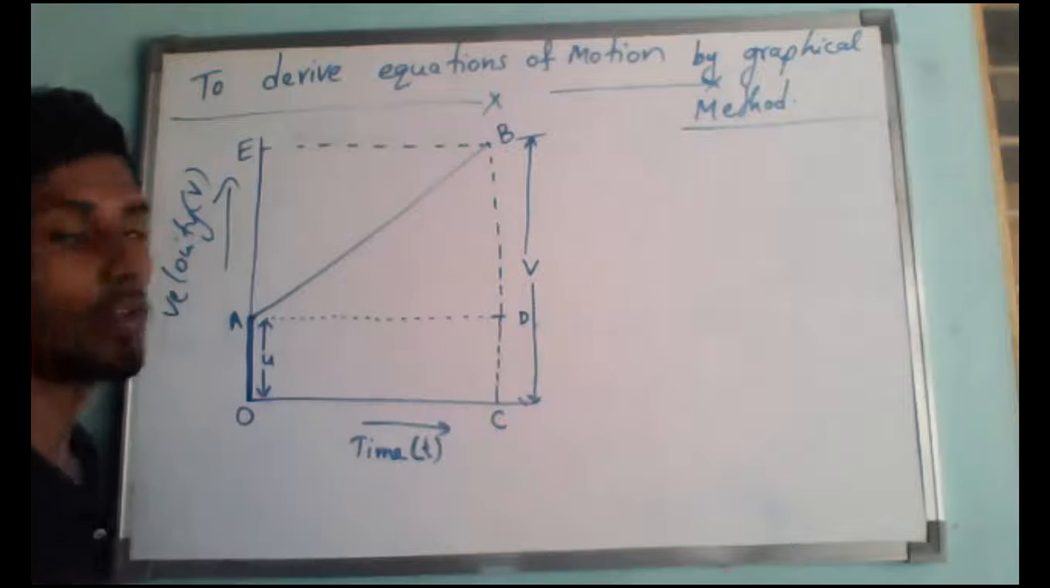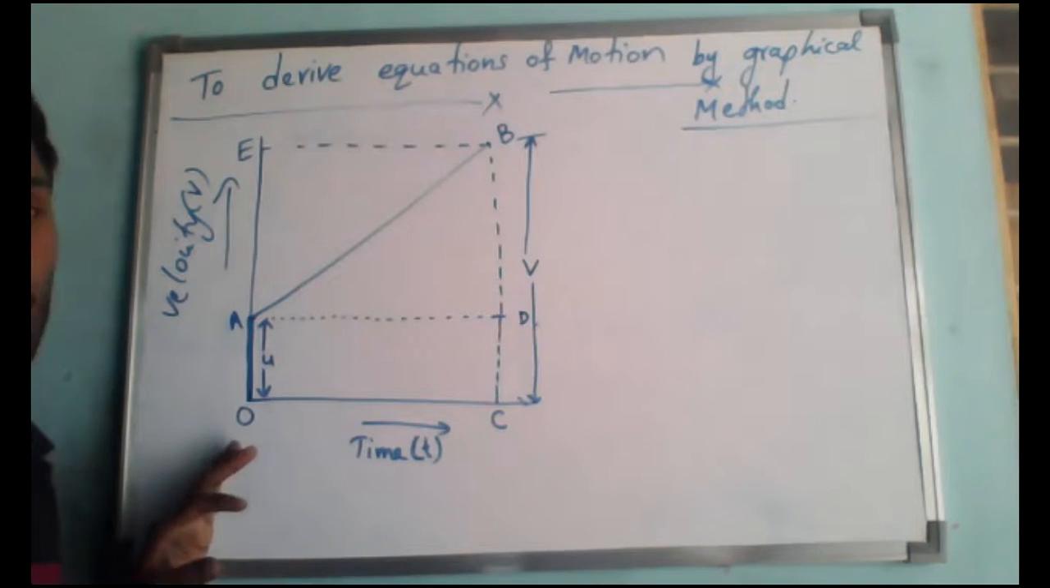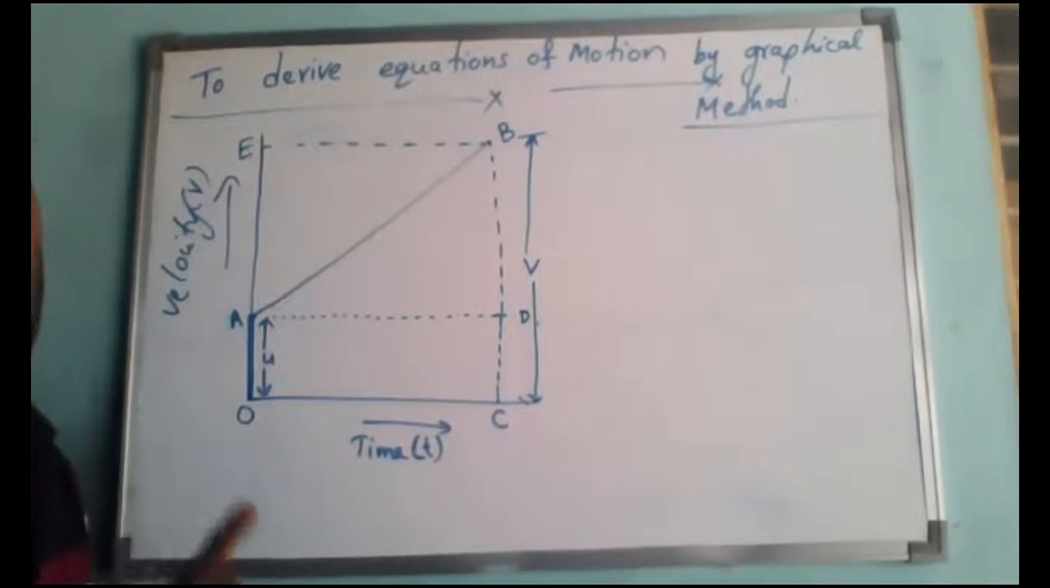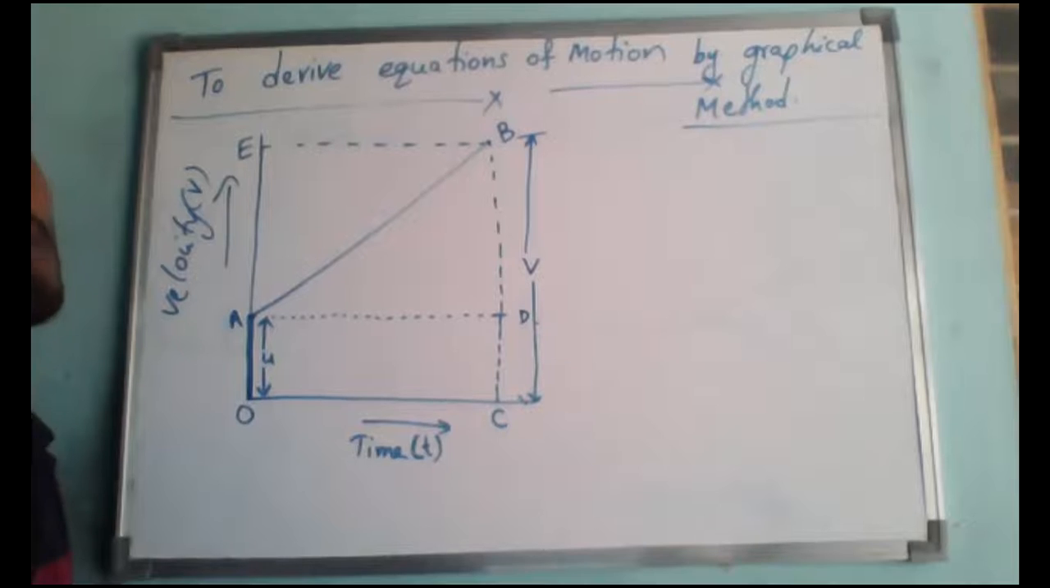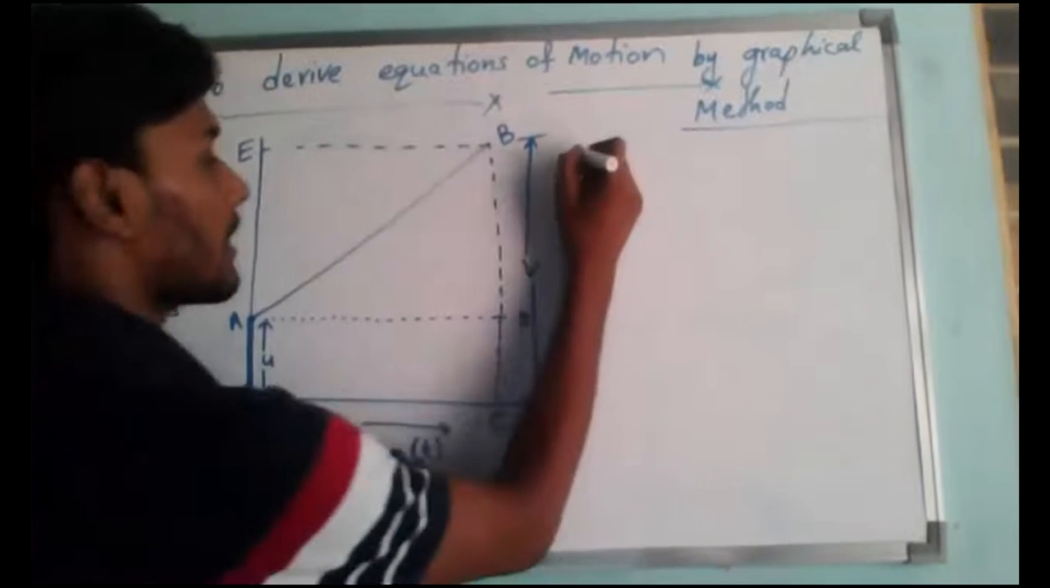Now with the help of this only, we are going to derive the first equation of motion. This is my graph, so all of you keep the heading. To derive the equations of motion by graphical method, what is the first equation? V is equal to U plus at. So all of you keep the heading.